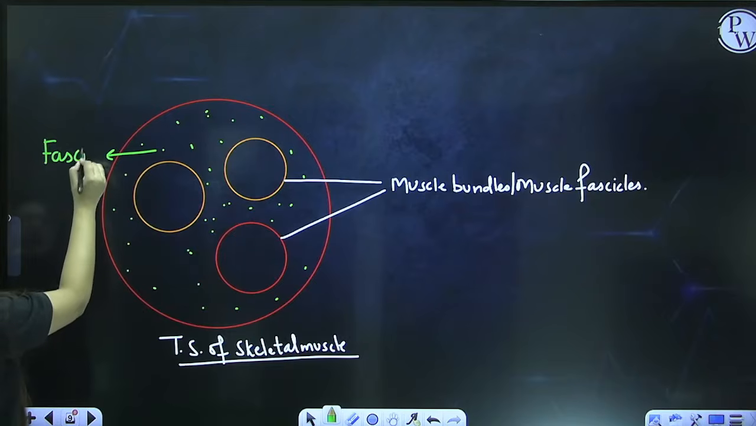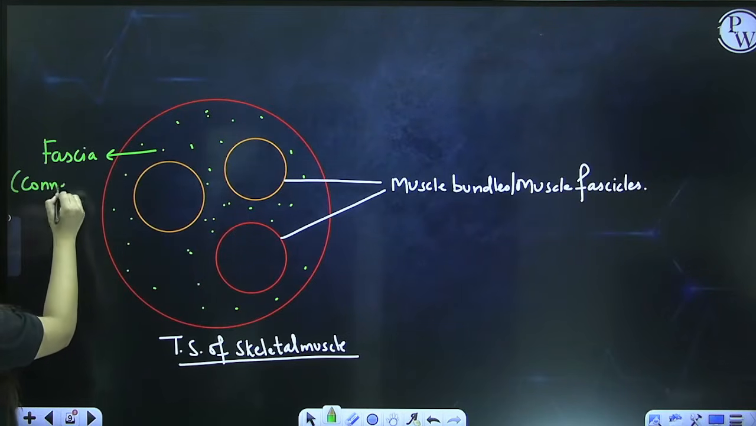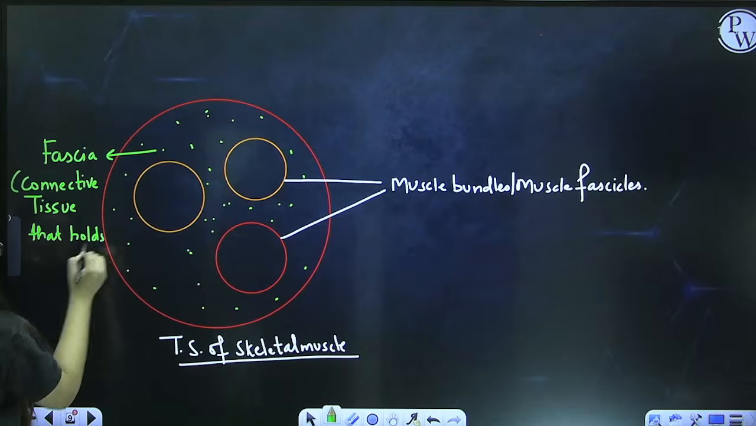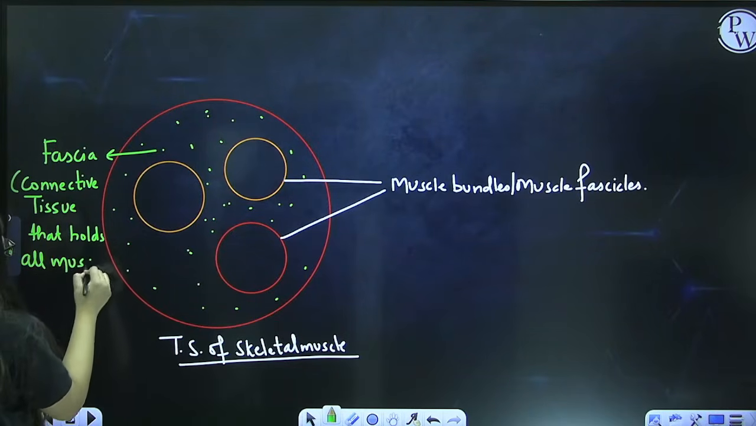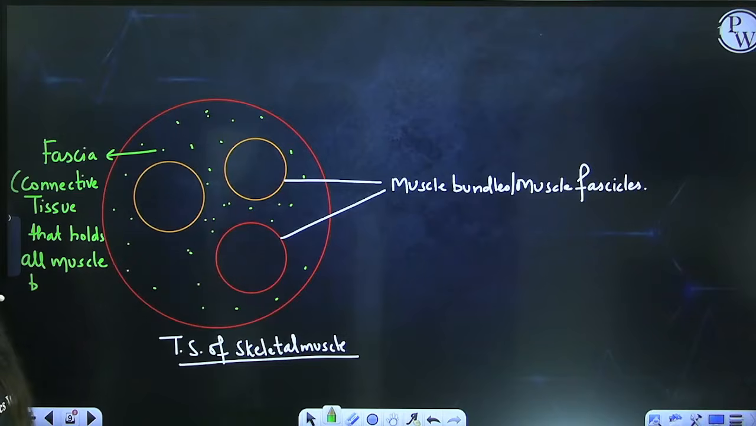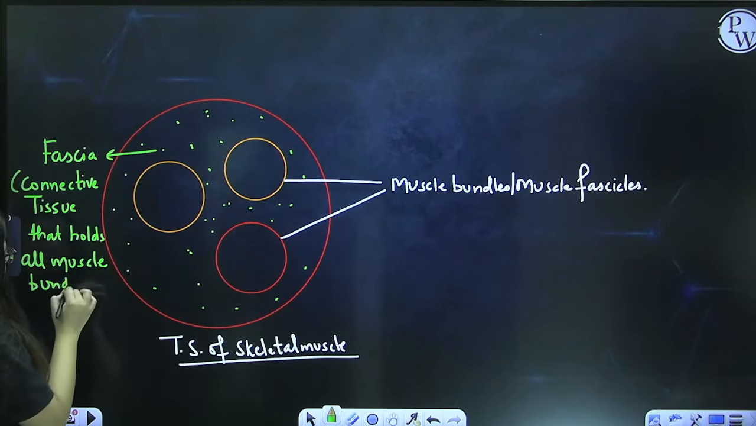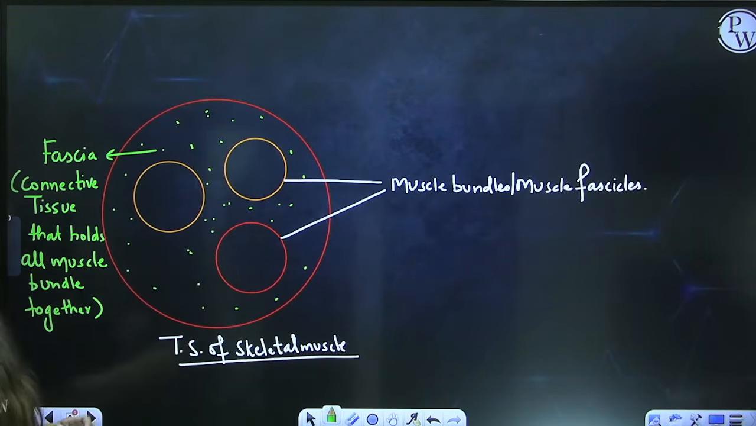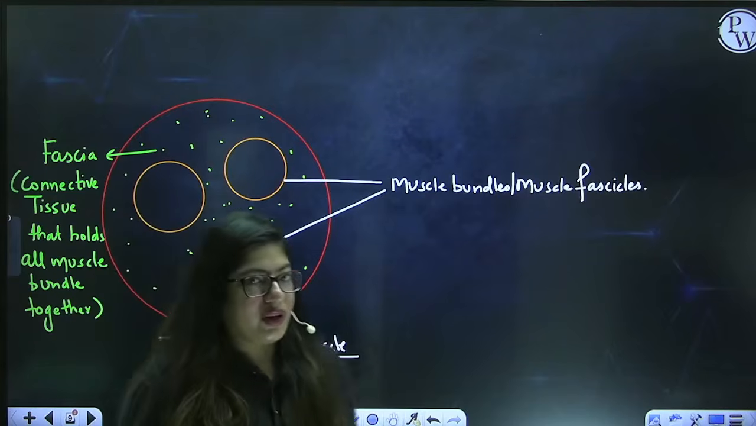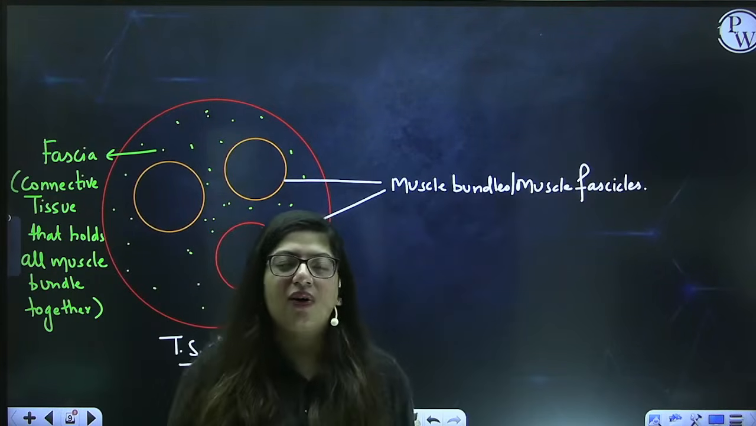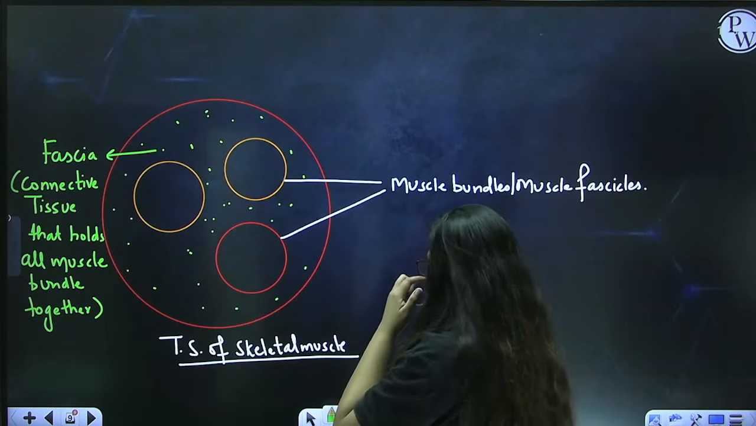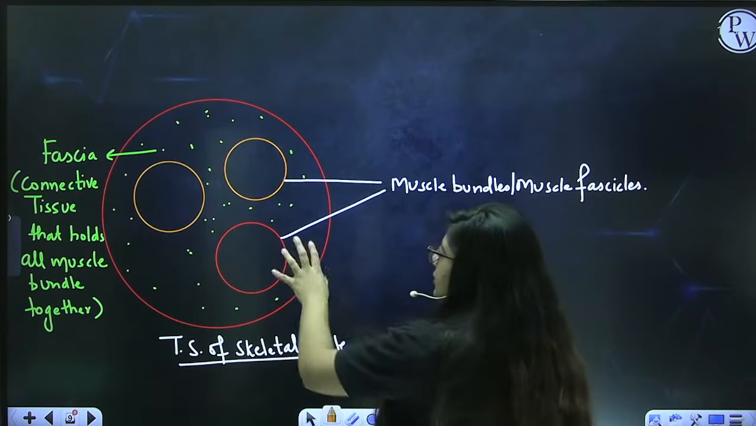Fascia is a connective tissue that holds all the muscle bundles together. Can you guess what type of connective tissue this can be? Just have a rough guess. Okay, I'll give you a clue. This is binding all the organs together. So which connective tissue binds all the organs together? That is areolar connective tissue. Next, what is present inside the muscle bundles?